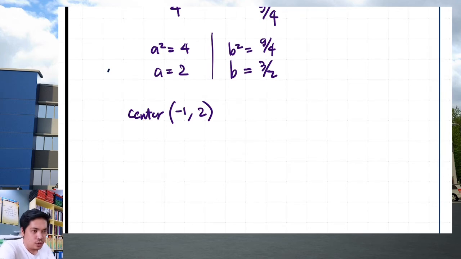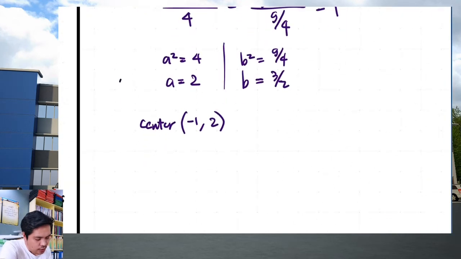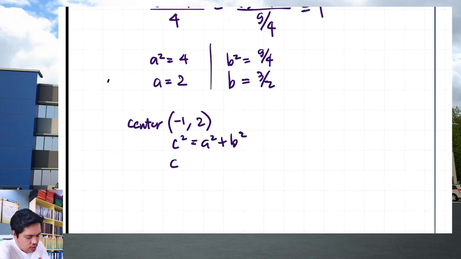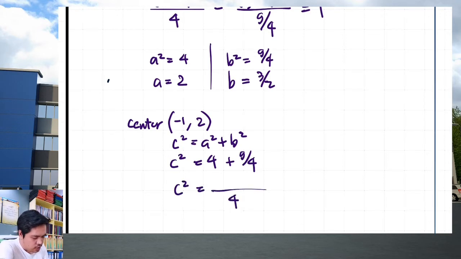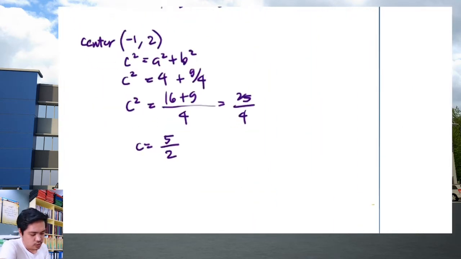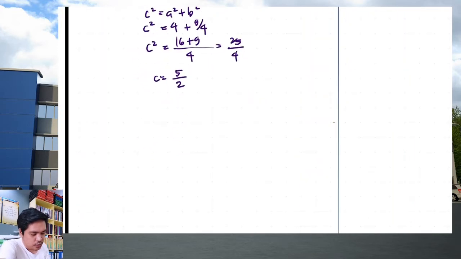To locate the foci, we need to get the value of c because the distance from the center to one of the foci is equal to c. So to solve for c, we have c squared equal to a squared plus b squared. So c squared is equal to a squared, which is 4, and b squared, which is 9/4. Therefore, c squared is equal to, LCD is 4, so we'll have 16 plus 9, that's 25 over 4. So therefore, c is just equal to 5 halves. So we can now locate the foci.